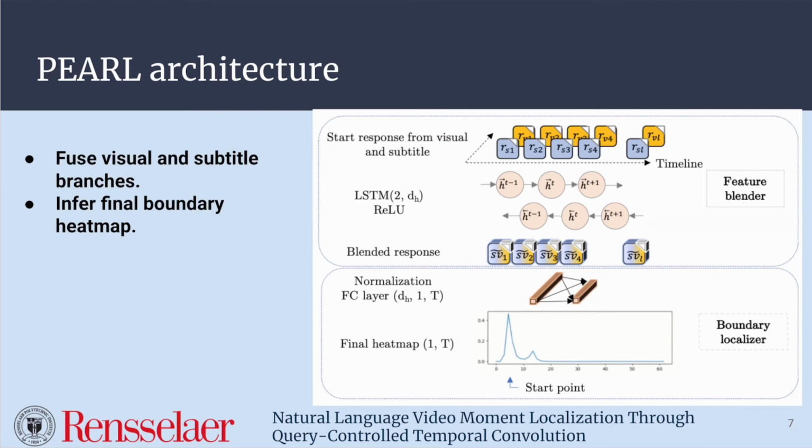At each timestamp, the response values from the visual and subtitle branches are fused along the timeline, and the temporal dependencies over a longer time range are captured. The final heat map indicates the probability for each frame to be a boundary.